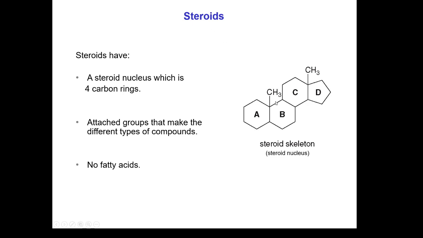So here is another one that has a different setup, but it's still considered a lipid. A steroid has 4 carbon rings. Number 1 needs to have 4 carbon rings. Attached to these 4 carbon rings are different types of compounds. There could be OHs, there could be NH2, whatever it is. And that will give the specific steroid a specific function, or give it the specific type of steroid we're talking about. Fatty acids are not in steroids.